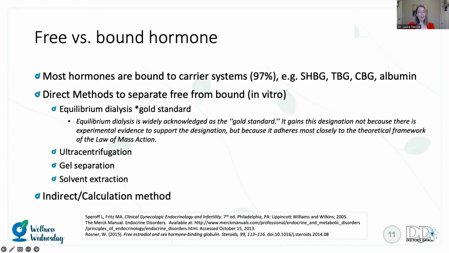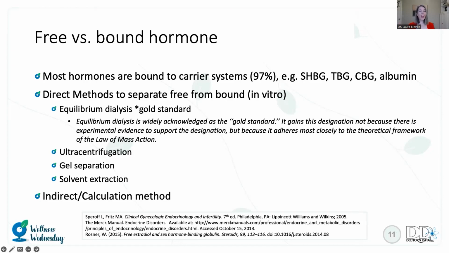Now, the biggest challenge is that most of the hormones in the serum are bound to these carrier systems. It depends on the hormone, but up to at least 97, if not 98% sometimes. So they're either bound to sex hormone binding globulin, thyroid binding globulin, cortisol binding globulin, maybe albumin. I will also mention some other ones that I think are not commonly thought of later on today. And so we have to develop methods that separate this.